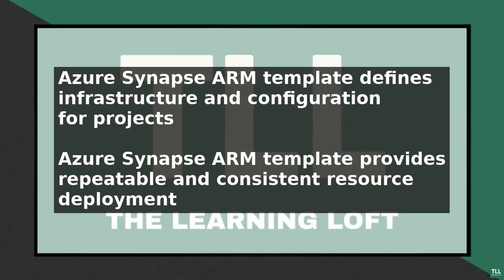Comparing Azure Synapse ARM template versus alternatives is a crucial step in understanding the best approach to deploying and managing Azure Synapse resources. Azure Synapse is a cloud-based enterprise data warehouse that allows users to integrate and analyze data from various sources. To start with, an Azure Resource Manager (ARM) template is a JSON file that defines the infrastructure and configuration for your project. It provides a repeatable and consistent way to deploy resources.